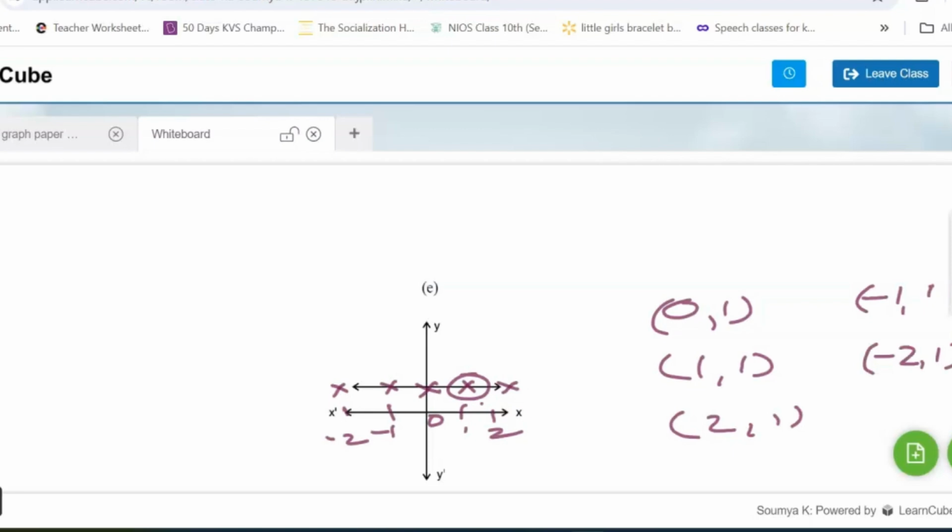You can see all the time the values are changing for x. It's not the same value, though y is repeated. So in that case, this represents a function. The line which is parallel to the x-axis represents a function.